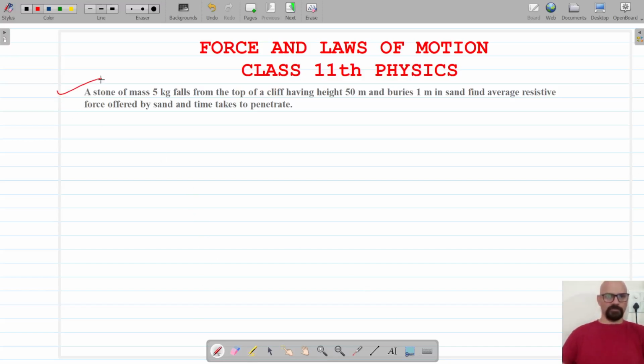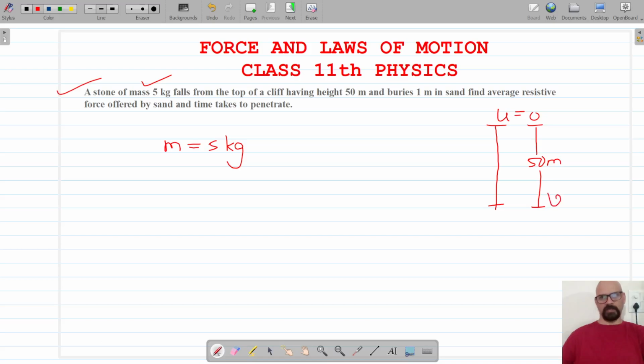Okay, for the next question: given that a stone of mass 5 kg falls from the top of a cliff. So the mass is 5 kg and it falls from the top of the cliff and covers a distance of 50 meters. If it falls from the cliff, that means the initial velocity is zero, and it buries 1 meter in sand.